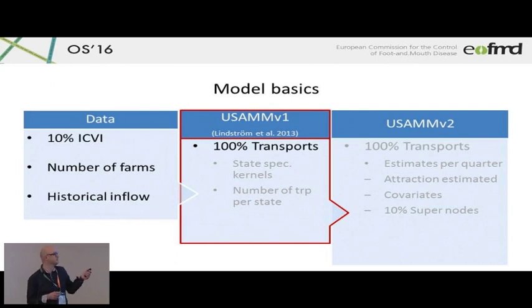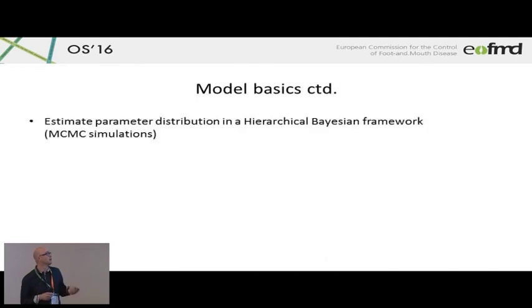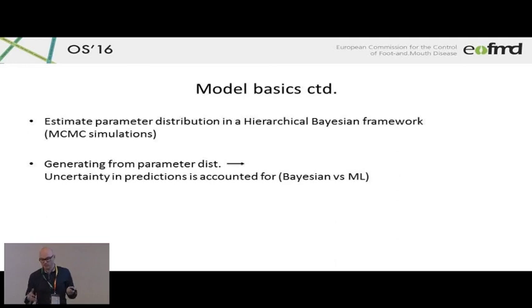So we put this data into a hierarchical Bayesian framework, and we use Markov chain Monte Carlo techniques to estimate parameter distributions. And by generating new networks from parameter distributions instead of just maximum likelihood estimations, we can take uncertainty into account in our predictions.